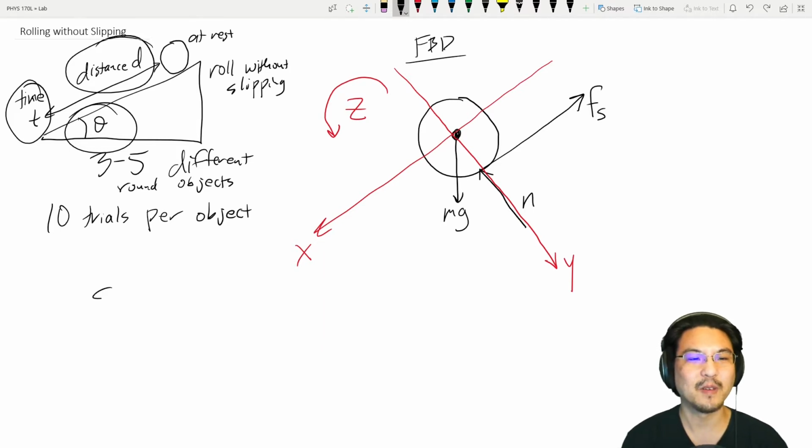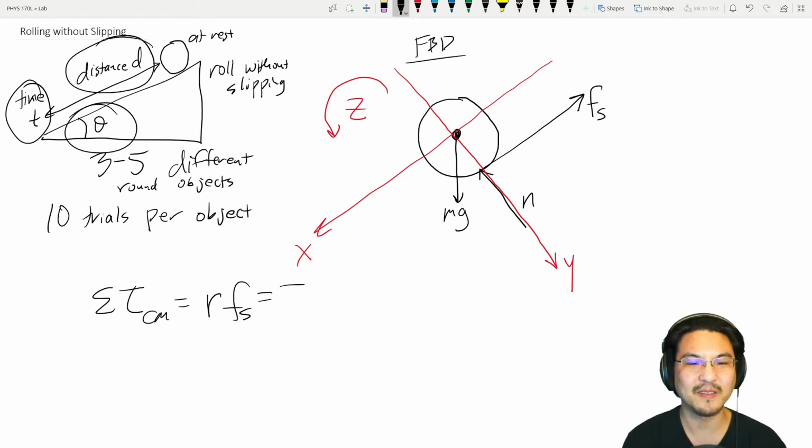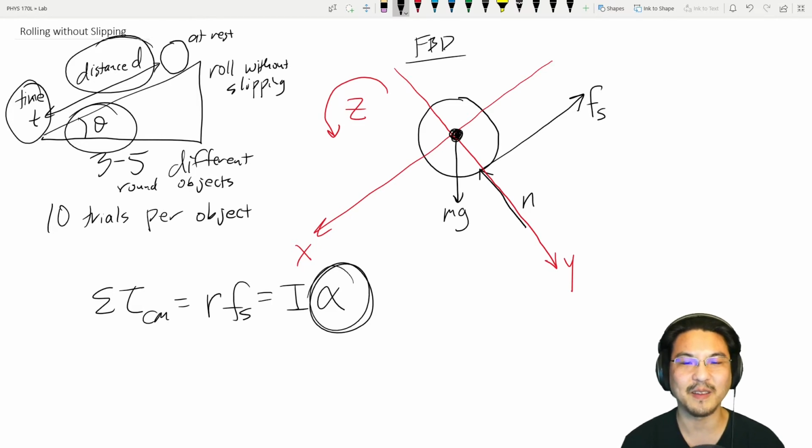So for rotation, the sum of torques about this center of mass: the torque by this force about this point is 0. The torque by this force about this point is 0. The torque by this force, this is the lever arm here, R times Fs. And then they're 90 degrees, so that's it. And that's going to go this way in the positive z direction. So there we go, equals I alpha. So that's the moment of inertia of your object about the center of mass, and that's the angular acceleration.